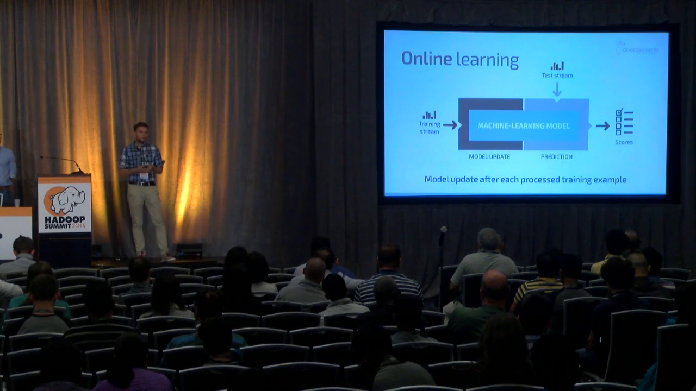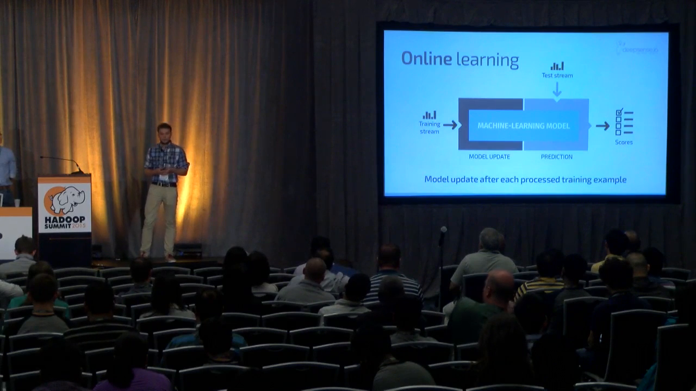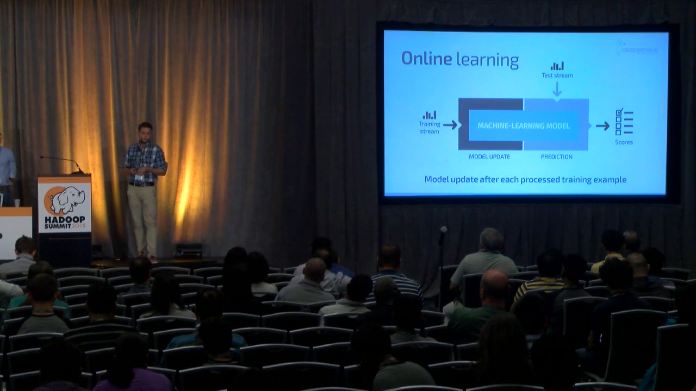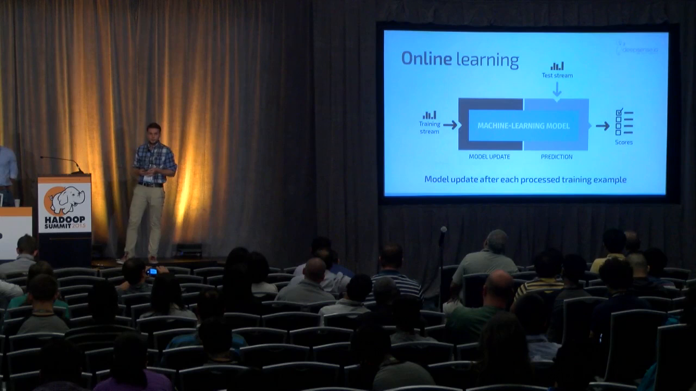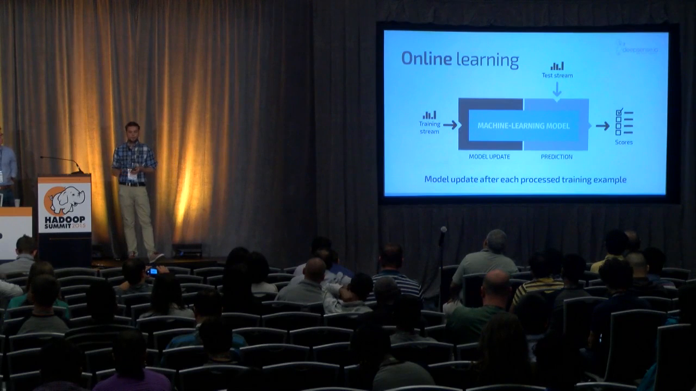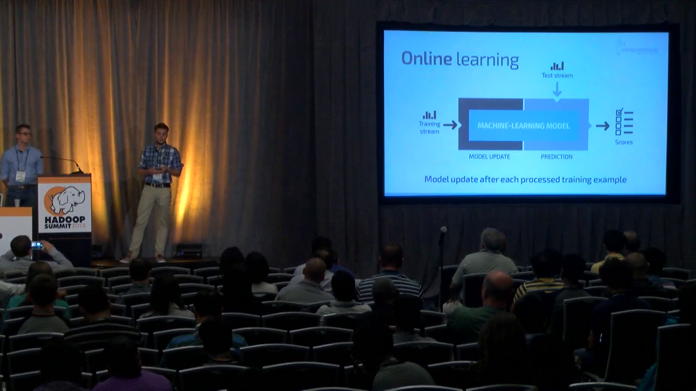Not every algorithm can be adapted to this paradigm. Some of them are well suited for this. For instance, linear regression is very well suited for this approach. In this case, it's called recursive regression. So we can easily improve our model gradually, piece by piece, after consuming each training example.